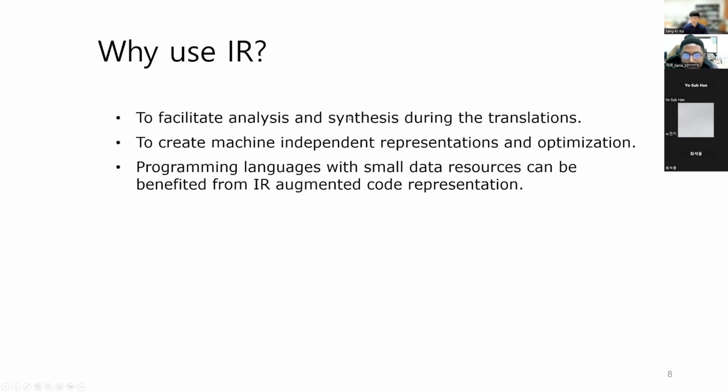So why are we using IR? It facilitates analysis and synthesis during translation. We benefit from a machine-independent code representation and optimizations. Programming languages with low resources in training data can also benefit, because IR is a uniform representation of different programming languages. Currently, LLVM, which is used in this paper, incorporates around 30 programming languages.